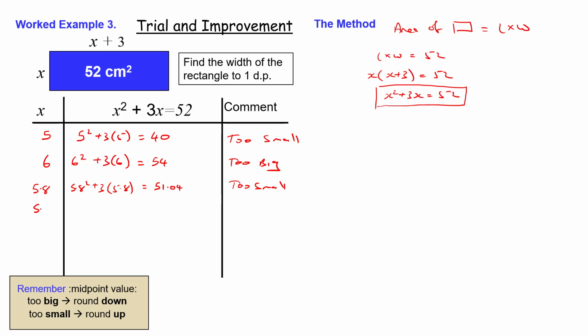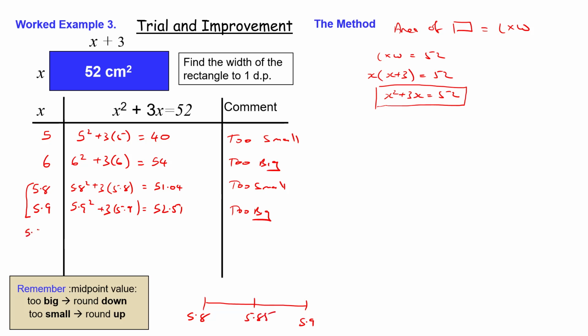So I'm going to try 5.9 now. 5.9 squared plus 3 times 5.9, work that through my calculator, gives me 52.51. That's too big. Now I know my solution is going to lie in between those two. So I'll put my number line here at the bottom. It's 5.8 to 5.9. And I'm going to test 5.85.